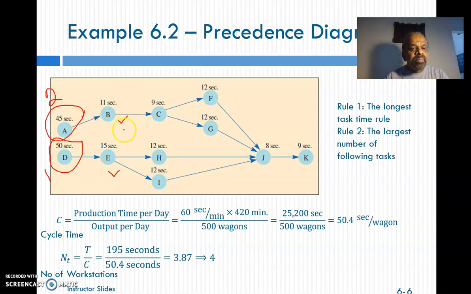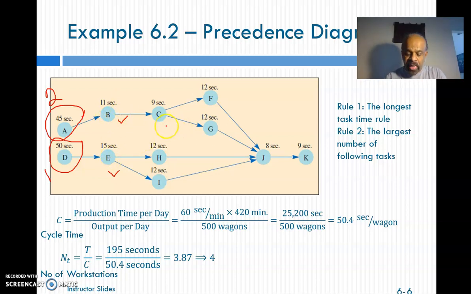So going back, I chose B simply because B and E are what we need to do after A and D. E could be chosen because it has 15 seconds over B, which has only 11 seconds. But B has 1, 2, 3, 4, 5 tasks ahead of it, whereas E has only 1, 2, 3, 4 ahead of it. So by rule 2, we chose B. Okay? So we have B and E now.